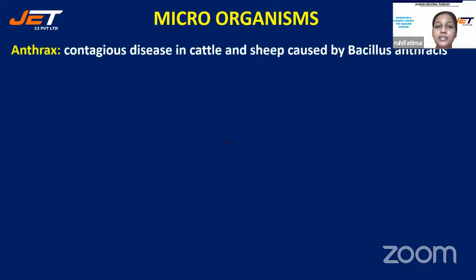Anthrax. Anthrax is a contagious disease in cattle and sheep caused by Bacillus anthracis. Students, note down that you have to remember these causing agents, whether it is a bacterial disease or a viral disease, and the name of the bacterium or virus that is the main cause of the disease. So anthrax is a cattle disease and it is caused by Bacillus anthracis.